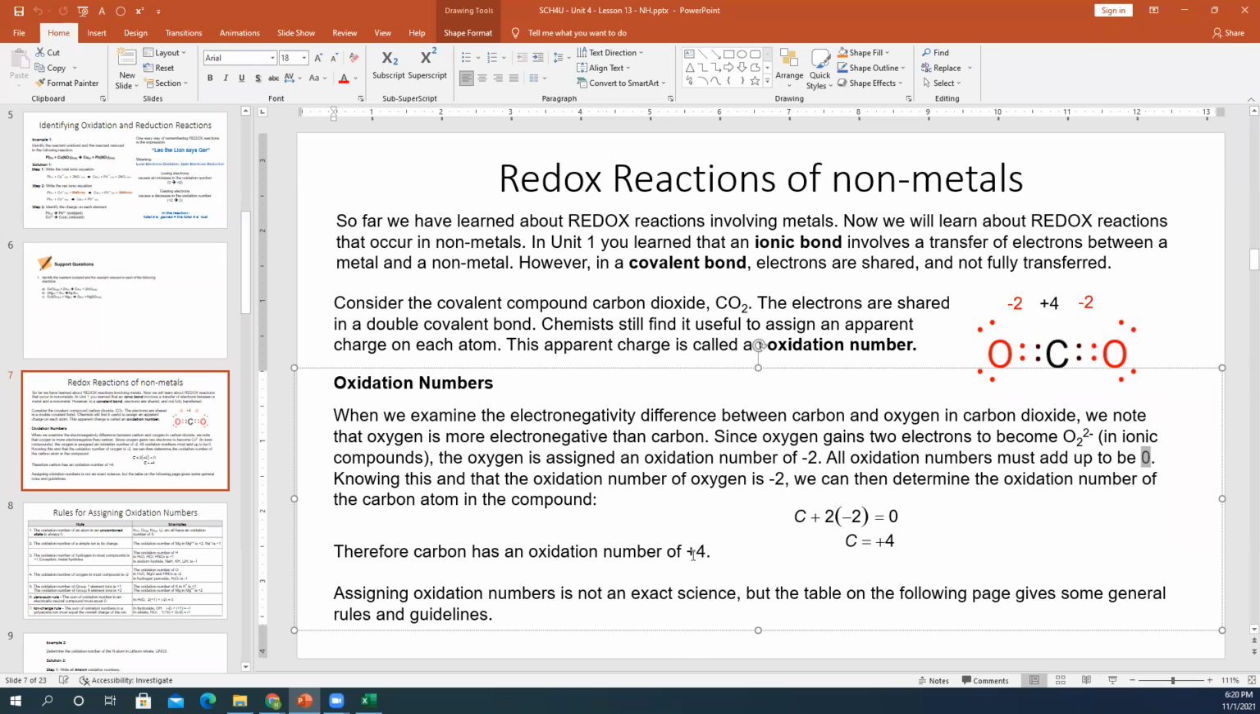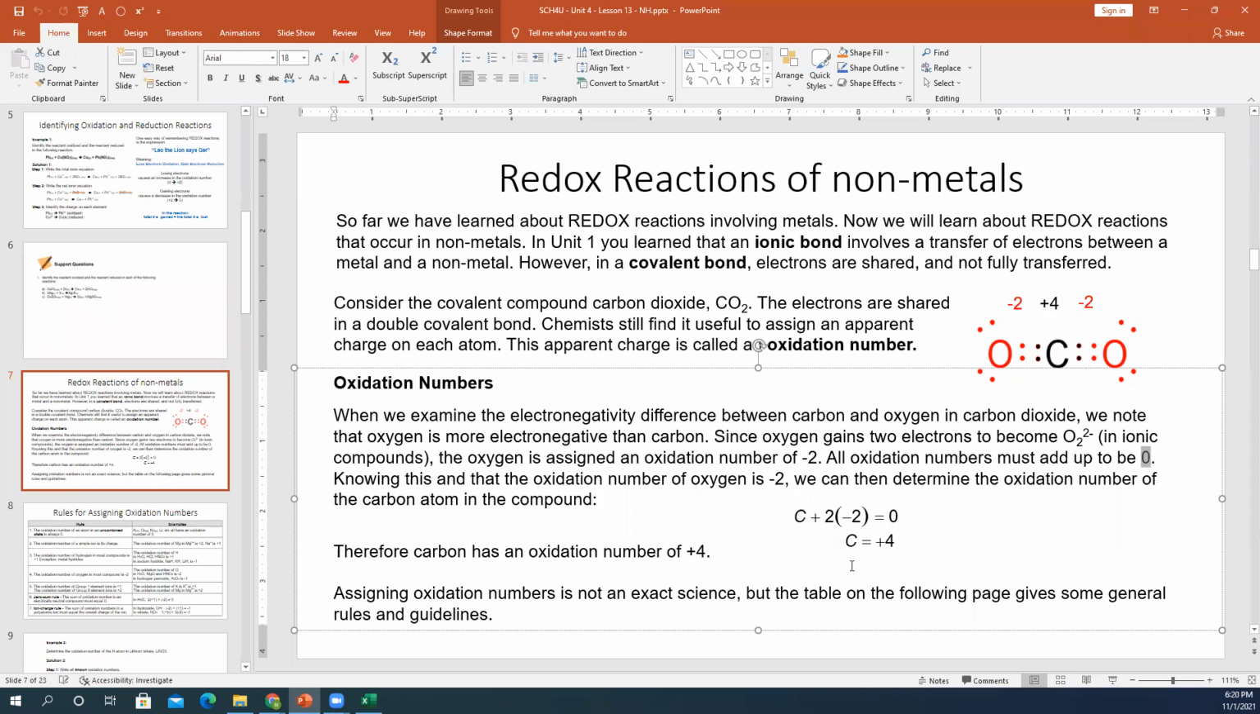The oxidation number of carbon then is +4, and you can see that here we're saying carbon plus 2 times -2, because we have 2 oxygens, each with an oxidation number of -2. If we add these all up, we have to end up with 0. So the oxidation number for our carbon is +4.